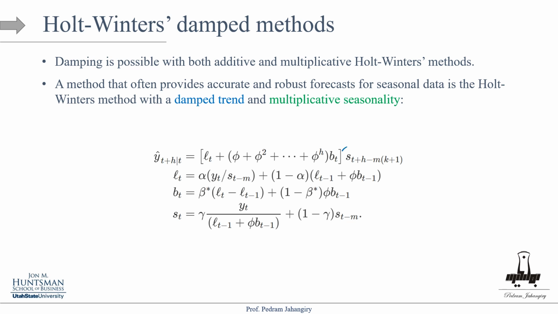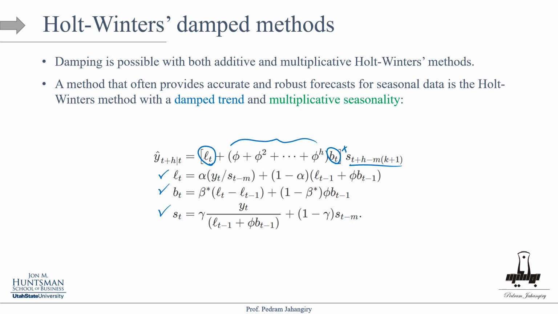That's why we're multiplying the seasonality, and everything else is pretty much the same. We have the level component, we have the trend component, we have the seasonal component. We are damping that trend, and then there's a smoothing equation for L, B, and S. So this is pretty straightforward, and that's actually one of the models that perform the best because it's going to capture everything you need, right?